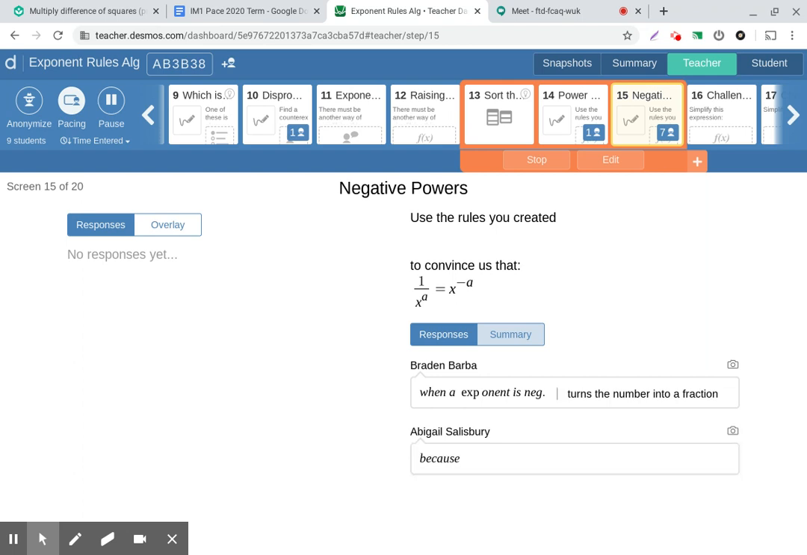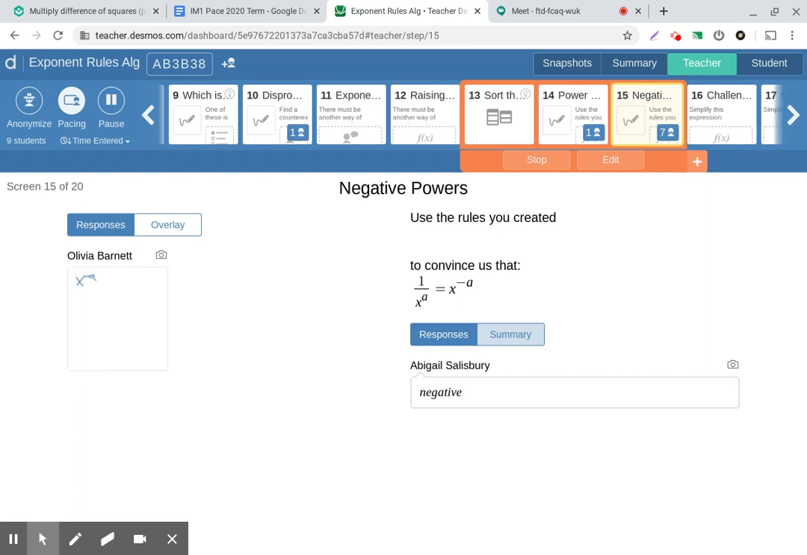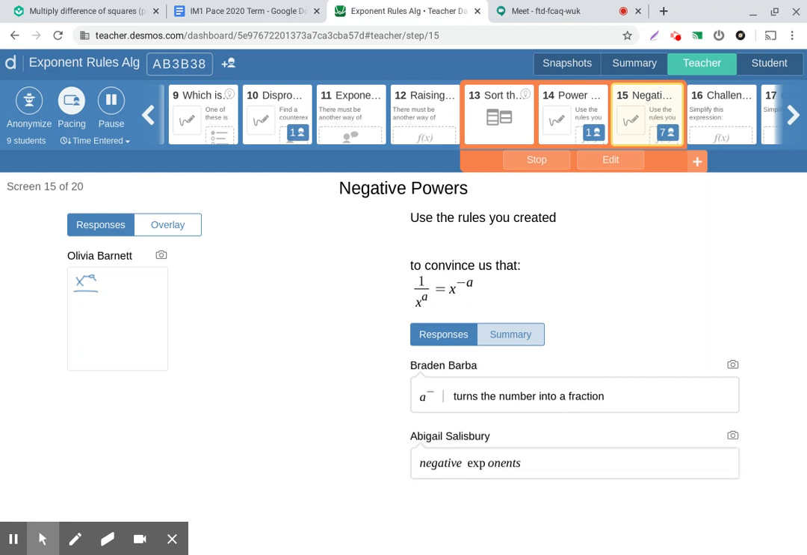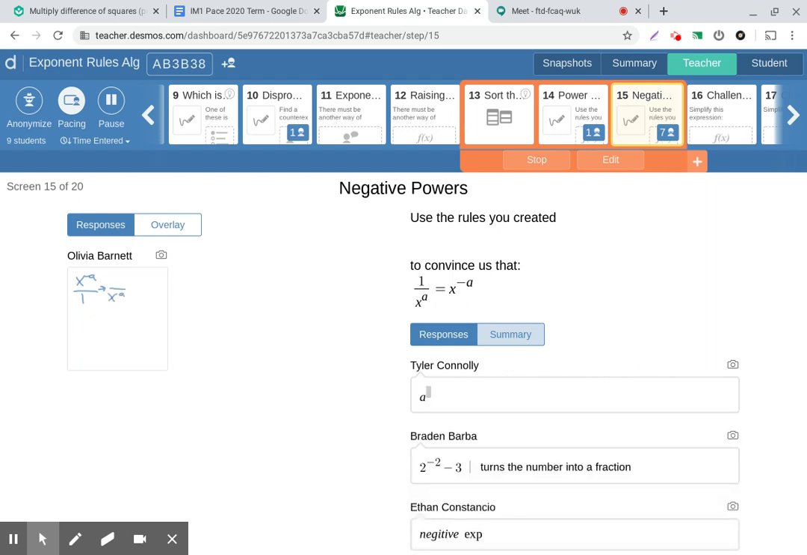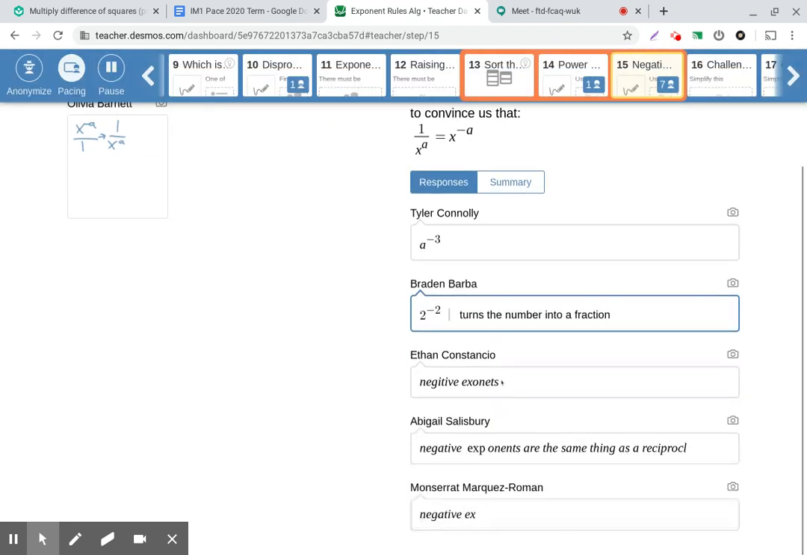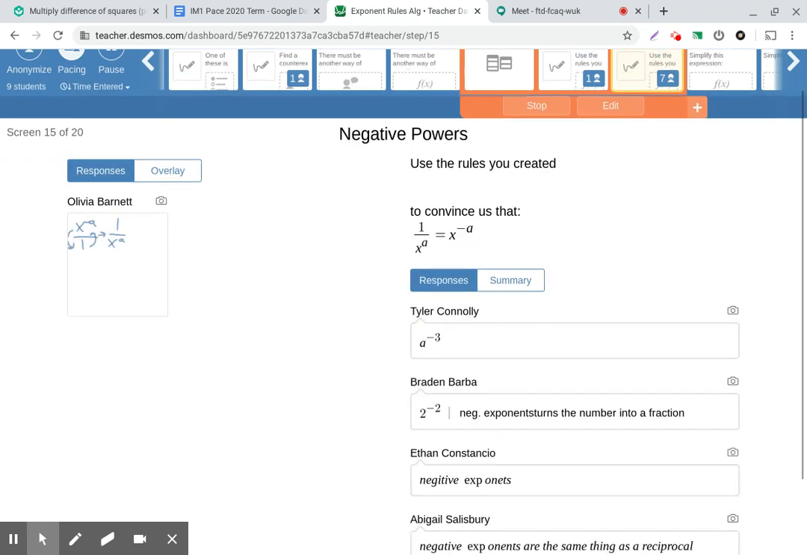And extra points if you can spell reciprocal correctly. Negative exponents are the same thing as a reciprocal of the number. Reciprocal. Is that it? No, I think you forgot the A. Reciprocal. There we go. Olivia's got a good drawing there. It was pretty cool.